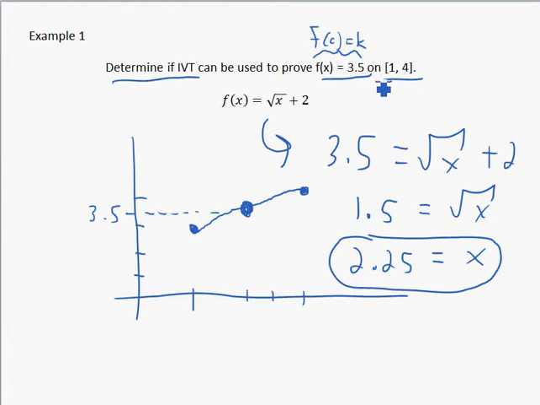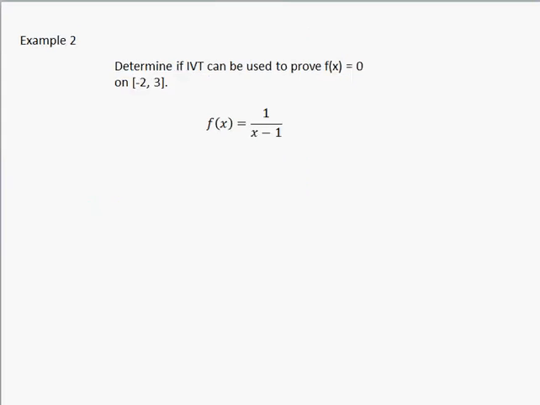Example 2. Determine if IVT can be used to show that f of x equals 0 on the interval -2 to 3. When you see determine if IVT can be used, what you're going to do is check the conditions. Number 1, is f of x continuous? Well, look, this is a fraction, so we have to make sure we're not dividing by 0. And when x is 1, we get 1 over 0, and that's undefined, which means f is not continuous at 1. Since 1 is on the interval between -2 and 3, IVT doesn't have to apply. The function does not have to equal 0 between -2 and 3 because the function's not continuous. That's all we need to check.